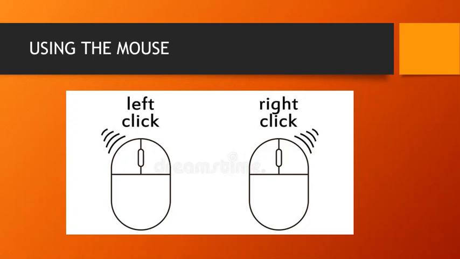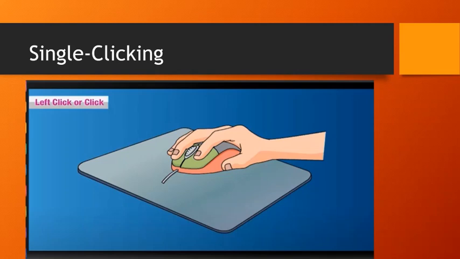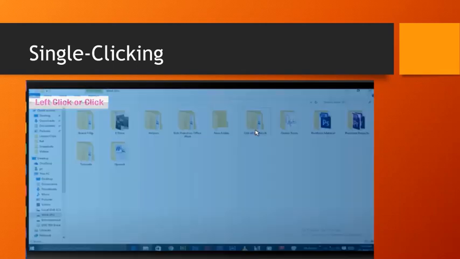And you have to use the proper buttons, that is right and left, for the particular actions. Children, as I have told you just now, single click means pressing and releasing the mouse button once without moving it, right? And it is of two types, left click and right click. Pressing and releasing the left mouse button once is called left click.